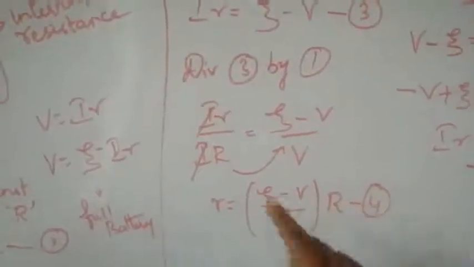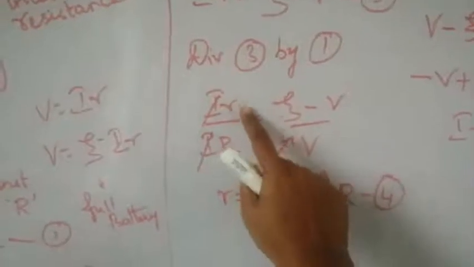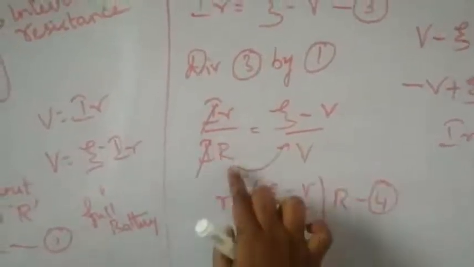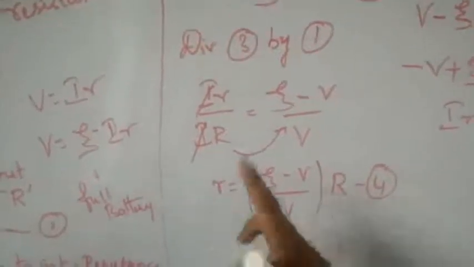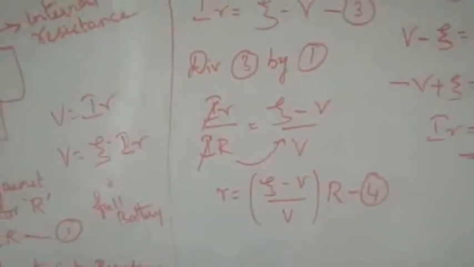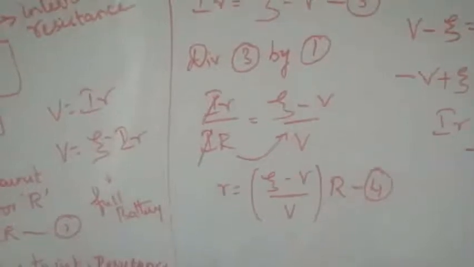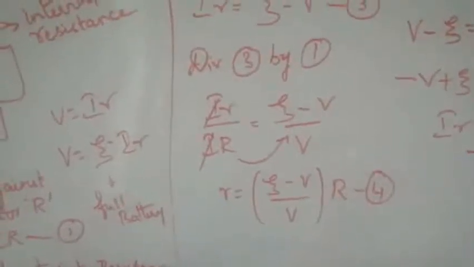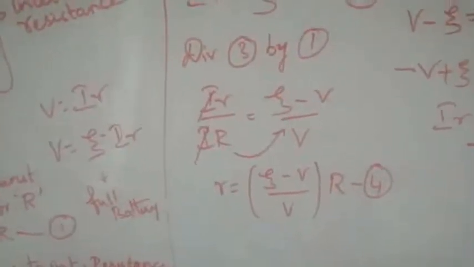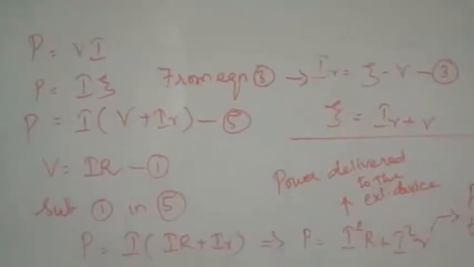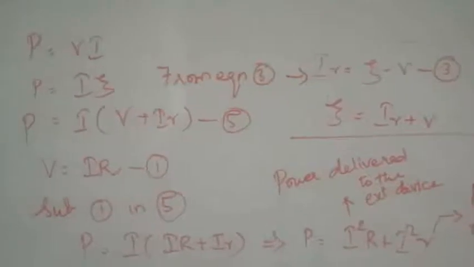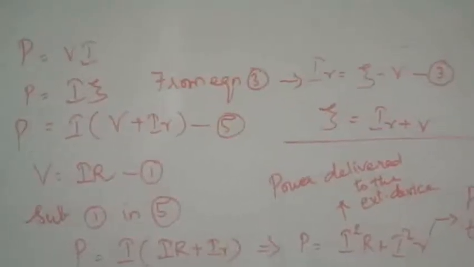I want what? The internal resistance small r. So I have this alone on left hand side. Bring this capital R to the right hand side. You will be having the internal resistance small r equal to psi minus V by V into capital R, that is your external resistance. So from the internal resistance we have calculated, you're going to measure the power provided by the battery to the external device.